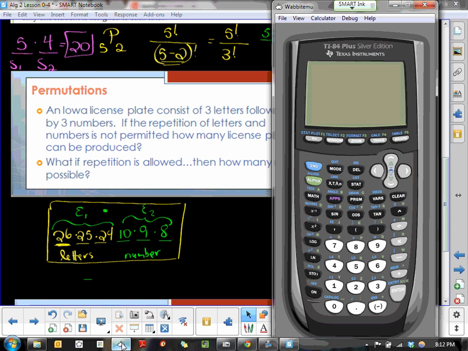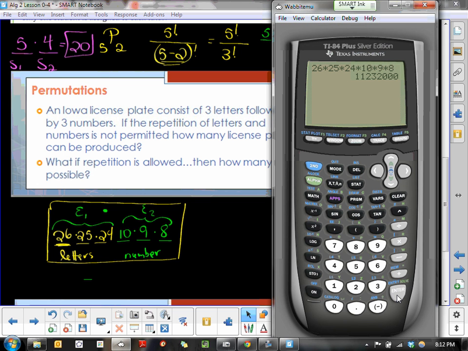So we'll come up with our calculator and we'll do the calculation. We have 26 times 25 times 24. Okay, we can take that answer and multiply it times our other answer. Since multiplication is commutative, it doesn't matter. So we can take it times 10 times 9 times 8. There should be a big number here.